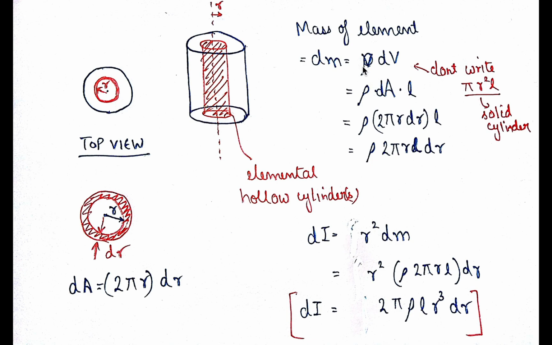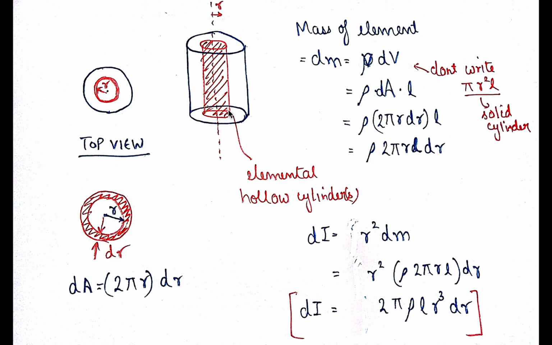The density of an object is constant, whether it is a small volume or a large volume; it doesn't change. So this is a constant, and that's why we write this in terms of the elemental volume only. So dm equals rho into dv. Remember that the volume of this hollow cylinder is not pi r squared l, because that is the volume of the solid cylinder.